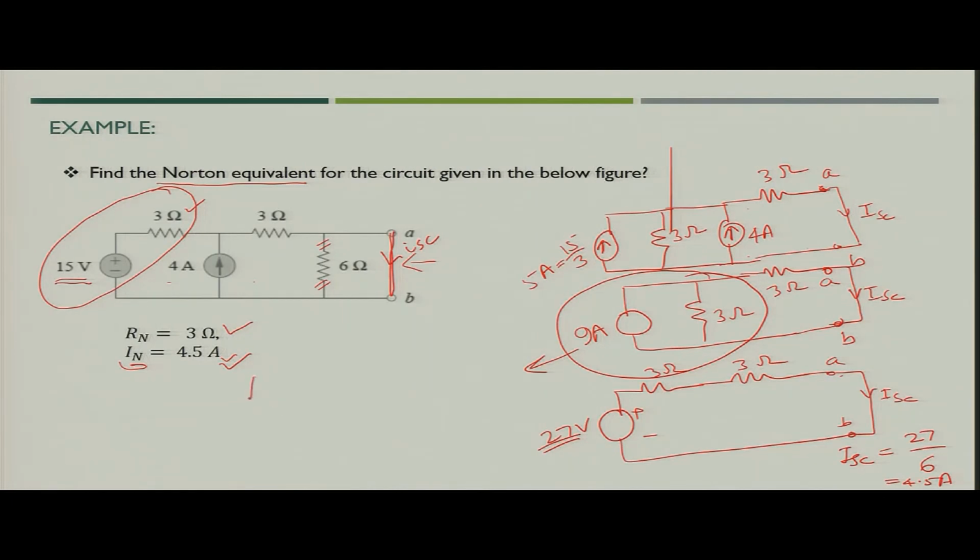So, finally, what would be your Norton's equivalent? Norton's equivalent would be a 4.5 ampere current source in parallel with the resistance, that is 3 ohm, across terminal A B. So, you get the Norton's equivalent of the circuit.